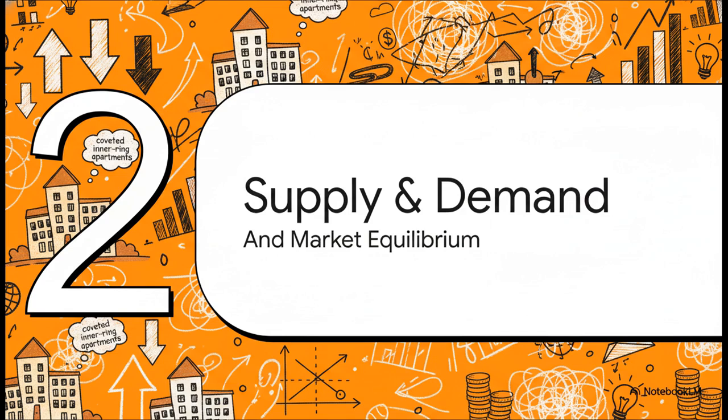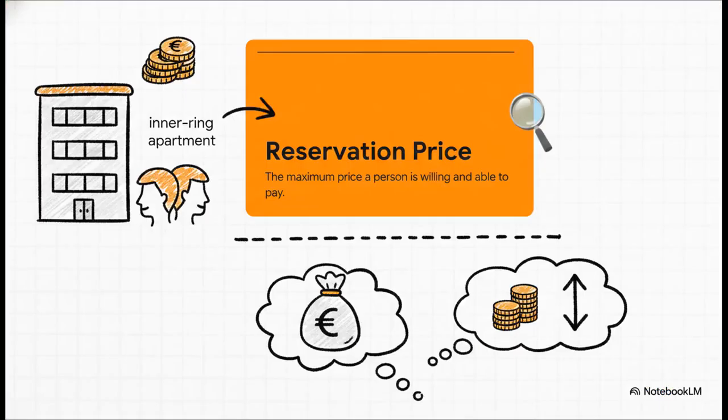Moving on to demand, supply, and equilibrium. Now we get to explore the invisible economic forces that actually decide who gets handed the keys to those coveted inner ring apartments. First, we need to talk about your reservation price. Think of this as your personal financial line in the sand, literally the absolute maximum amount of money you are willing and able to pay.